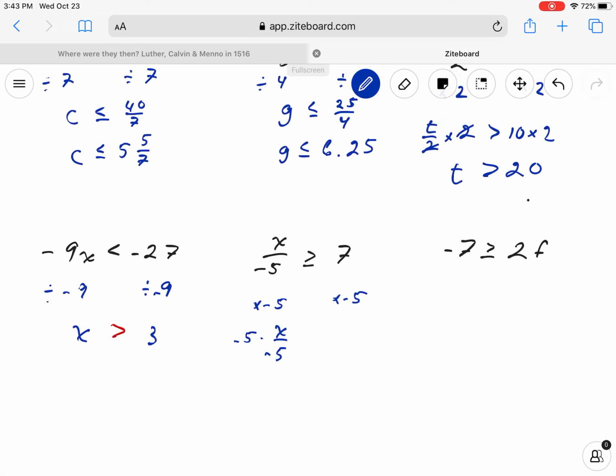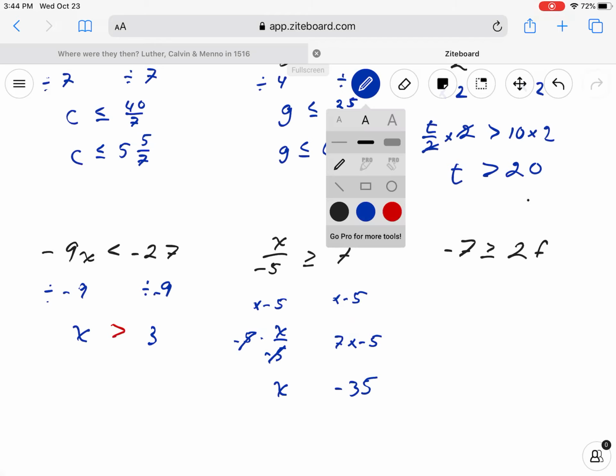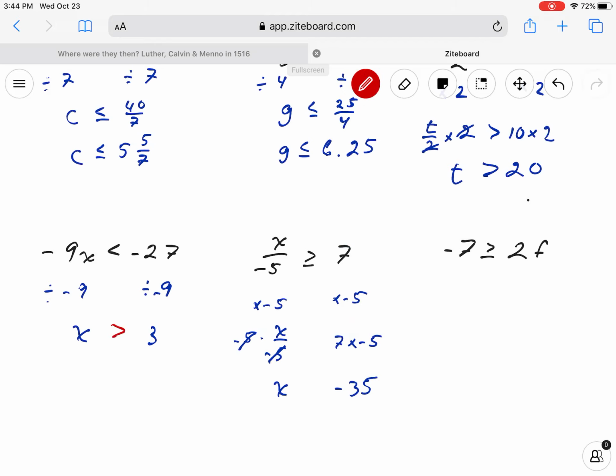And we have 7 times negative 5. Okay, so these negative 5s go to 1. So we're left with x on the left side, and we have negative 35 on the right side. Because I am multiplying by a negative, I need to change the sign. So it's now x is less than or equal to negative 35.